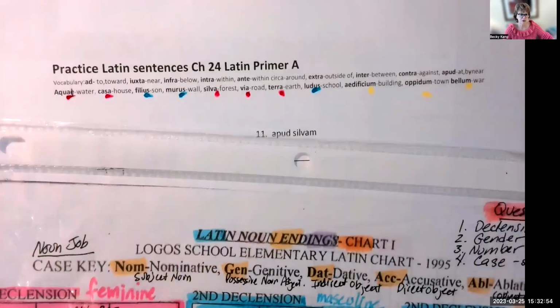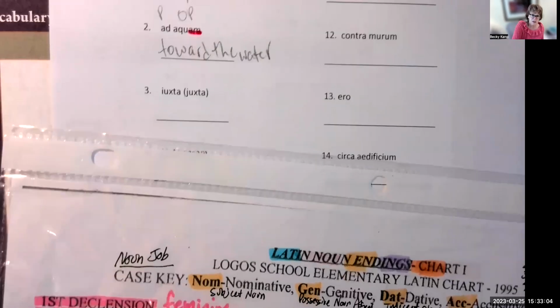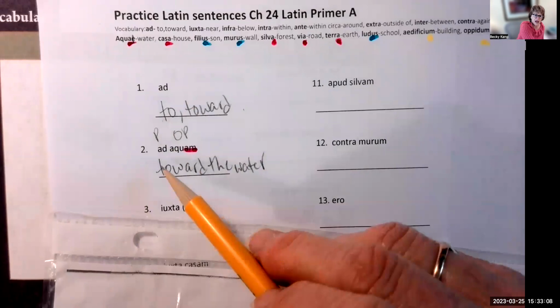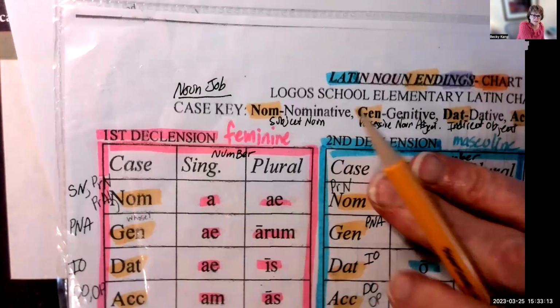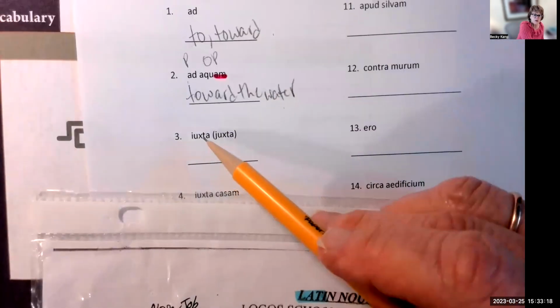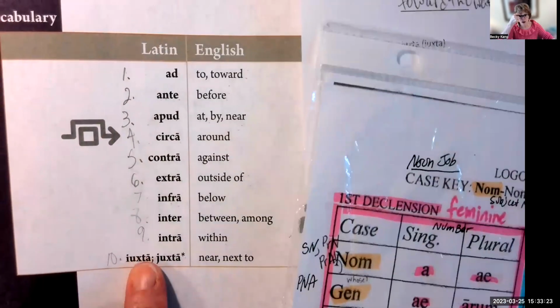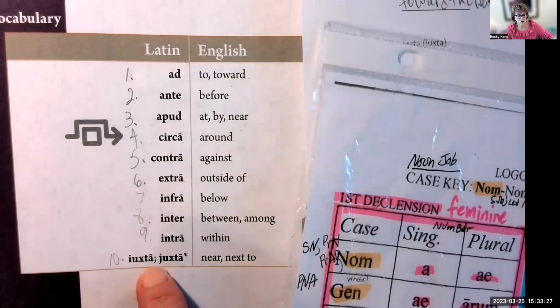There's your vocabulary words. Your prepositions are at the tippy top. There are no colors with prepositions. They are what they are. So here we go. We're going to jump into our translation. So ad means to or toward. Ad aquam means toward the water. Why is that a singular? Because it's in the singular column, the ending. All right, let's do the next word, iuxta. I have two spellings of that, and it says here, it means near or next to.